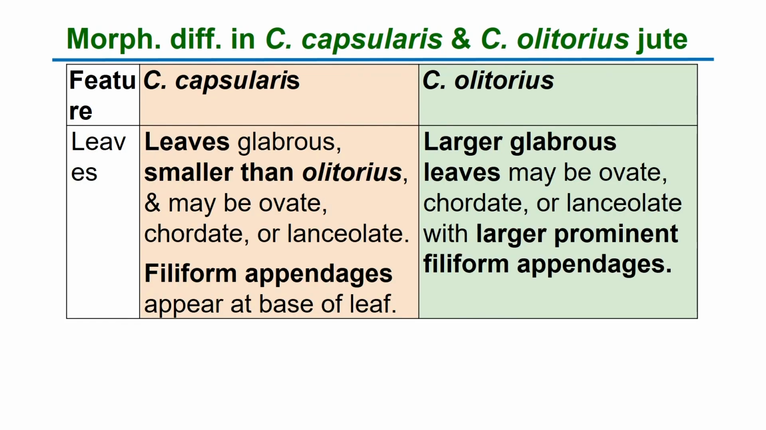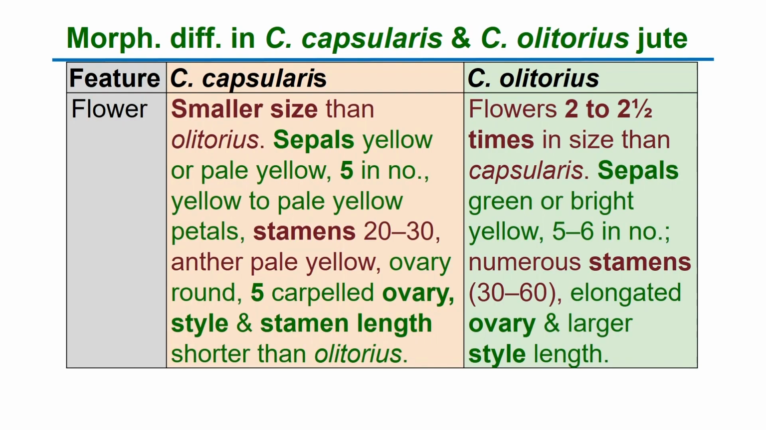Now, leaves. What are the differences in leaves of the two species? You can see leaves of Capsularis are glabrous, smaller than Olitorius, and may be ovate, cordate or lanceolate. Here, larger glabrous leaves may be ovate, cordate or lanceolate with larger prominent filiform appendages. Here, filiform appendages appear at the base of the leaf. So, these are some minor differences.